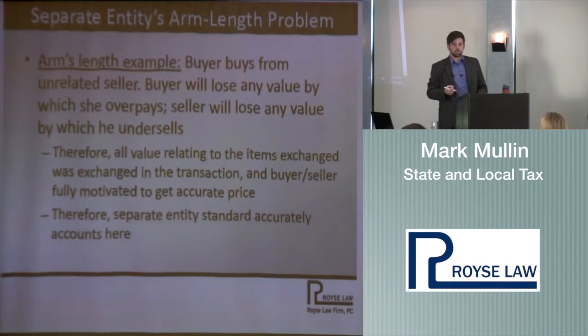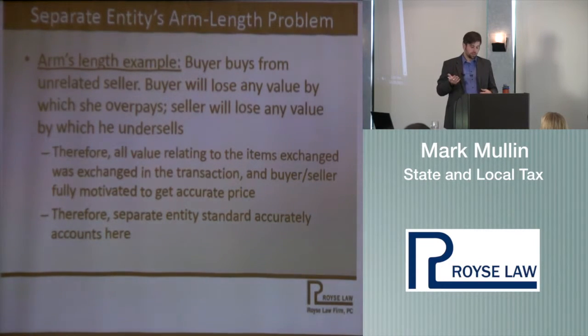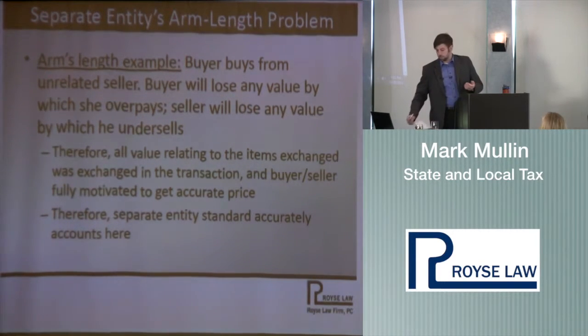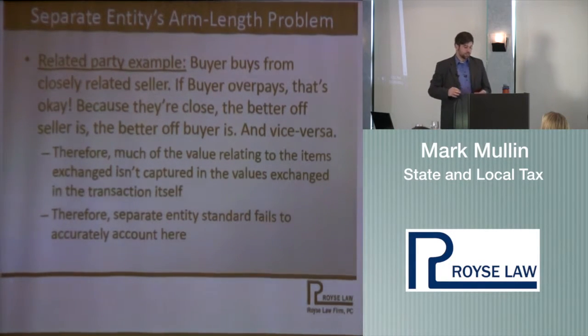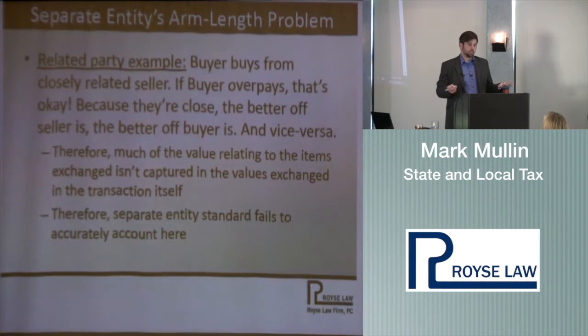This is because if the buyer overpays to any degree, they'll lose that value forever. If the seller undersells the product, she's lost that value forever. Therefore, you can guarantee that all value's been transferred and that this method will accurately account for the values that have been transferred. But if these parties are related, of course, say the buyer buys from a closely related seller.